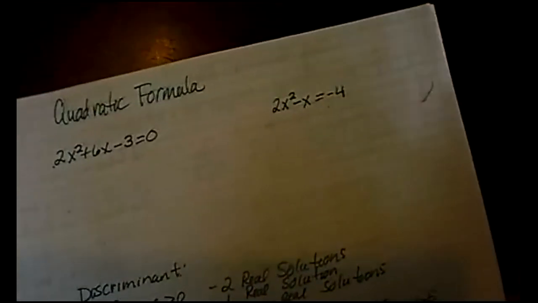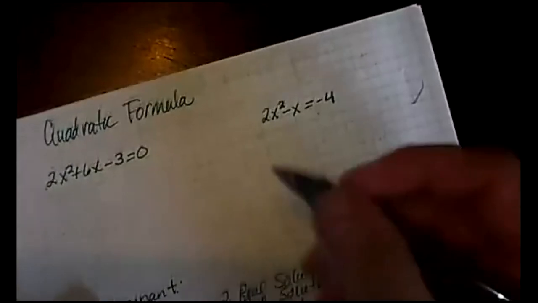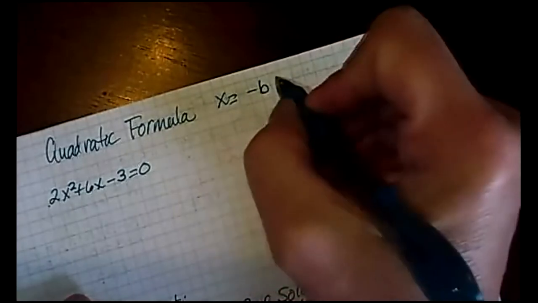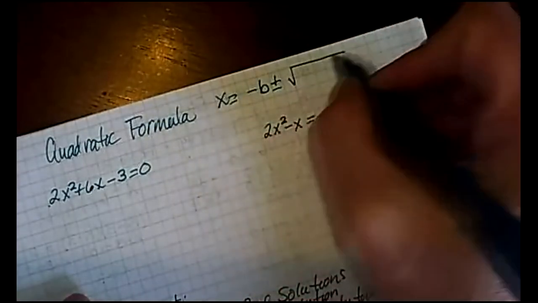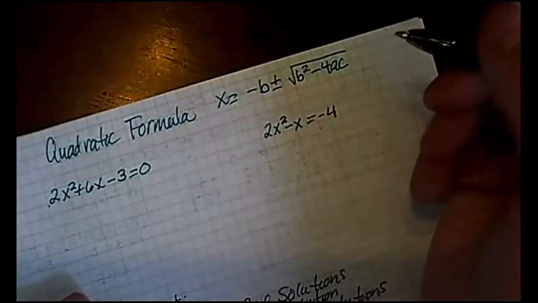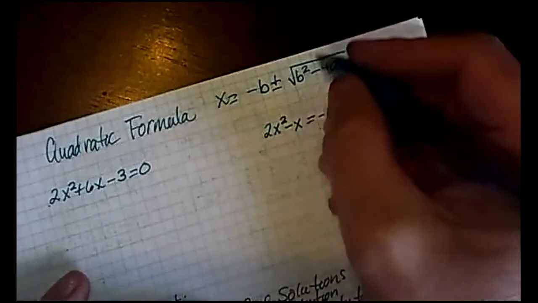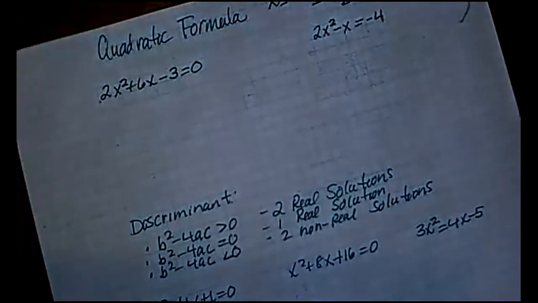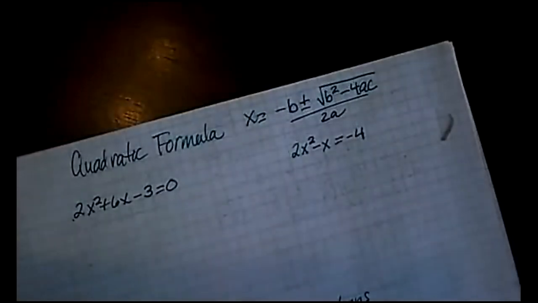All right, so that's completing the square. The last thing we're going to talk about is using the quadratic formula. The quadratic formula is x equals, and you have to memorize this, you guys. So work on it. Negative b plus or minus the square root of b squared minus 4ac, all over 2a.